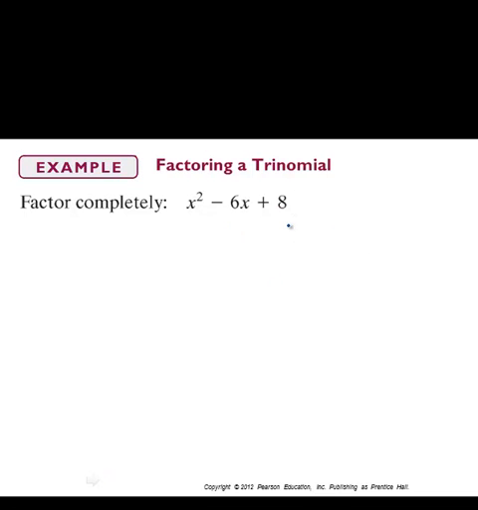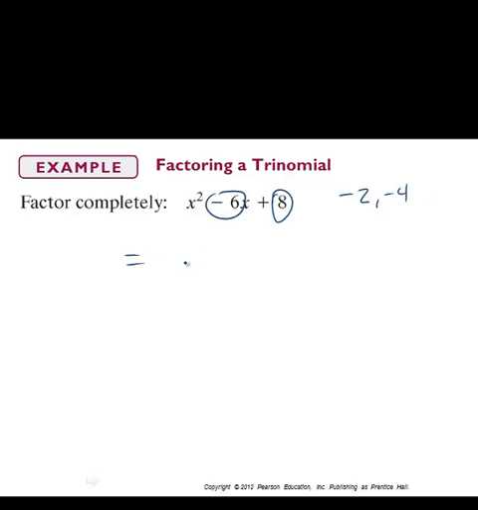x squared minus 6x plus 8. Look at the 8 there at the end. And then look at the negative 6 in the middle. Now what we want to do is think of two numbers whose product is 8, but whose sum is negative 6. And the answer is going to be negative 2 and negative 4.